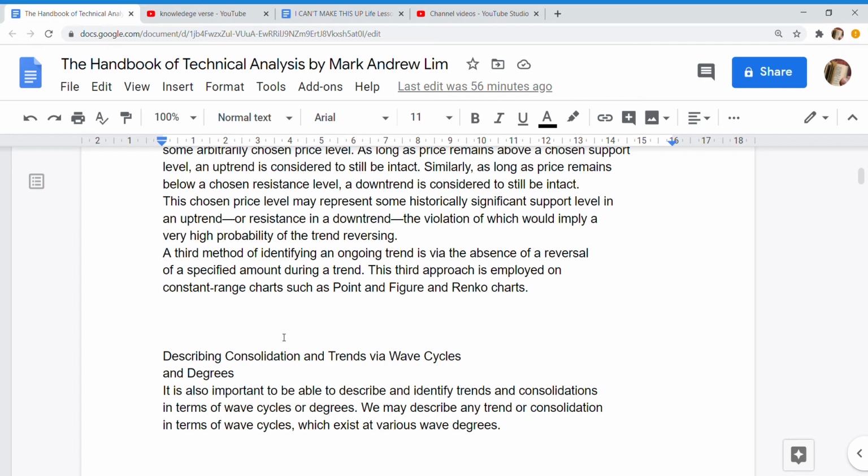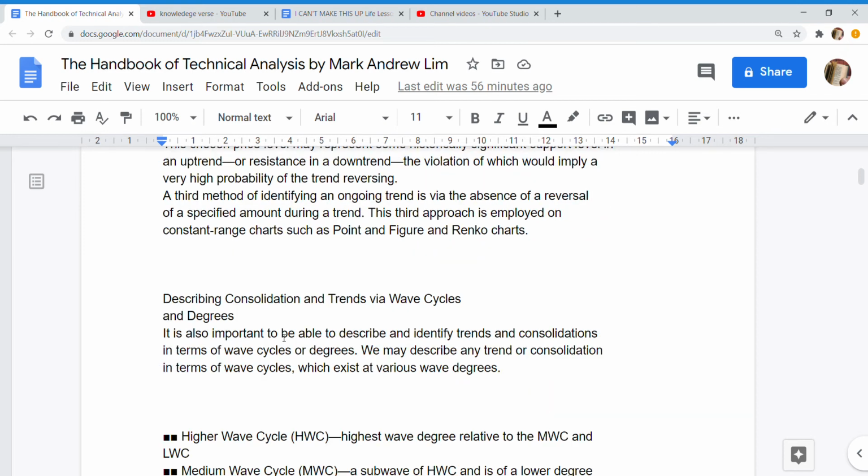A third method of identifying an ongoing trend is via the absence of a reversal of a specified amount during a trend. This third approach is employed on constant range charts such as point and figure and Renko charts. Describing consolidation and trends via wave cycles and degrees.